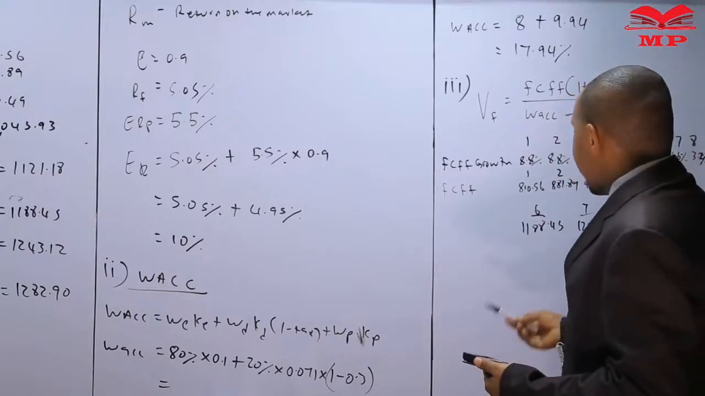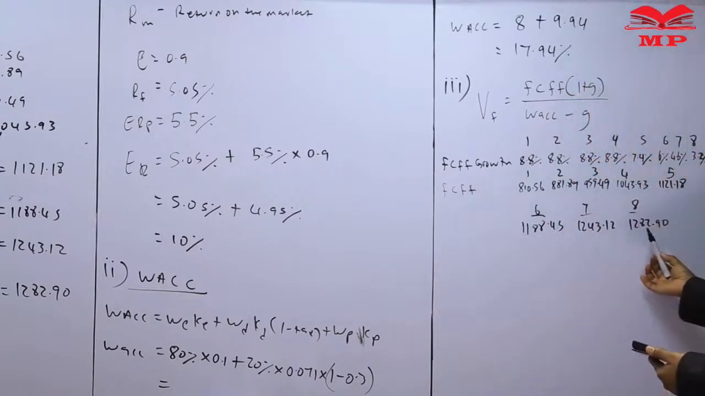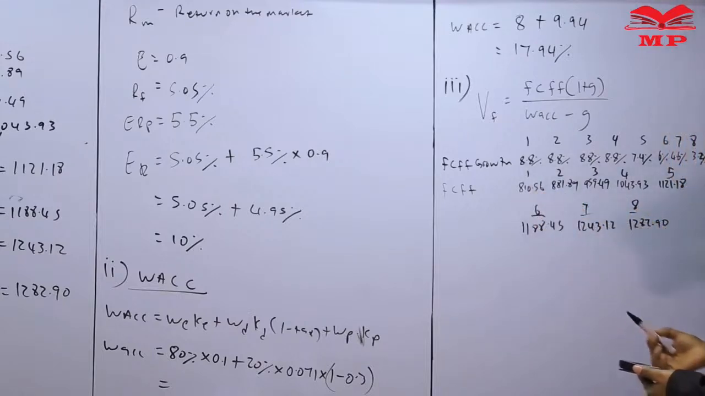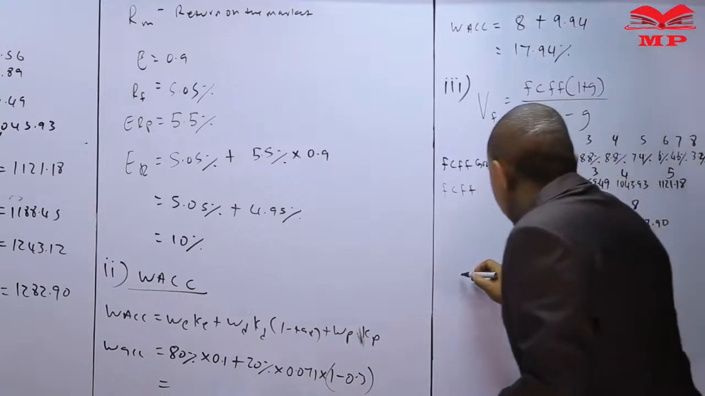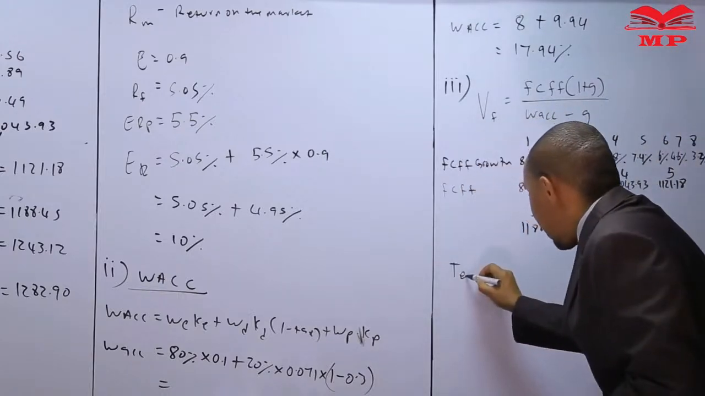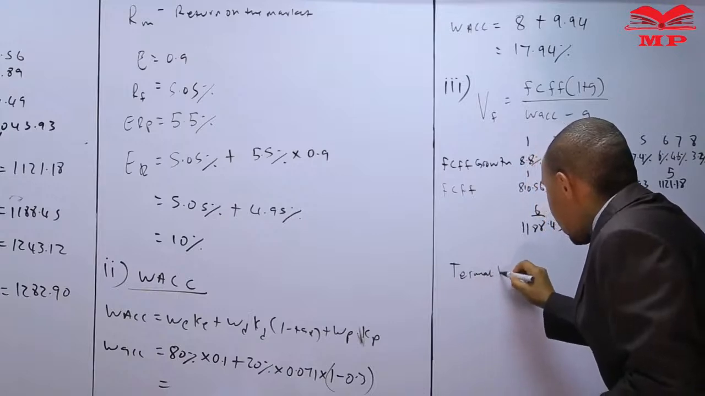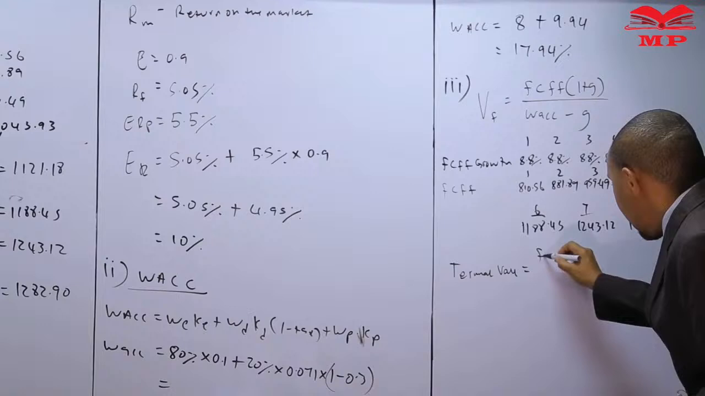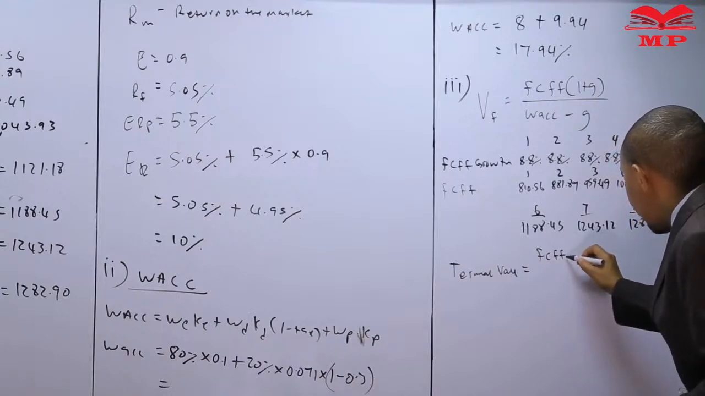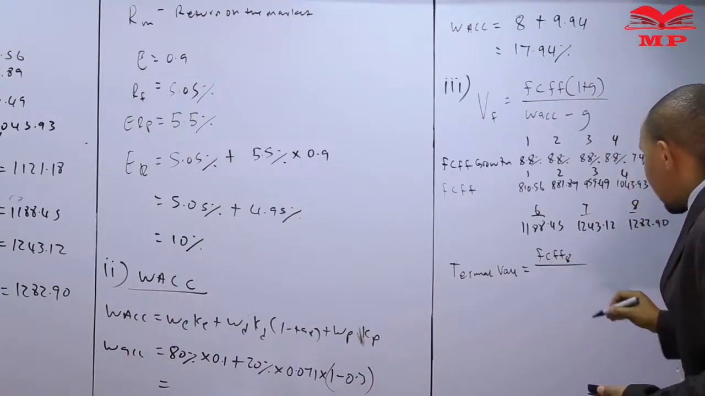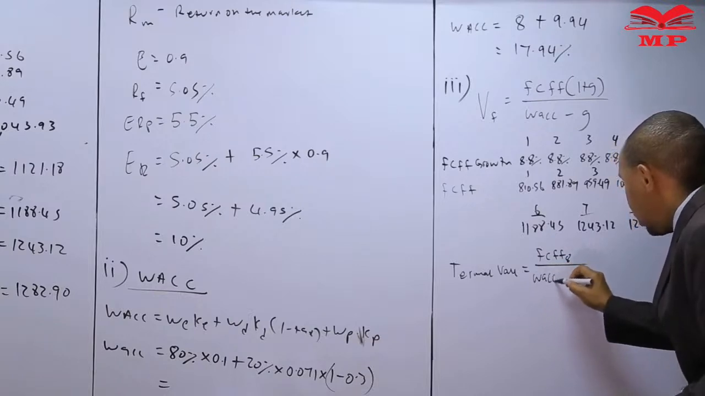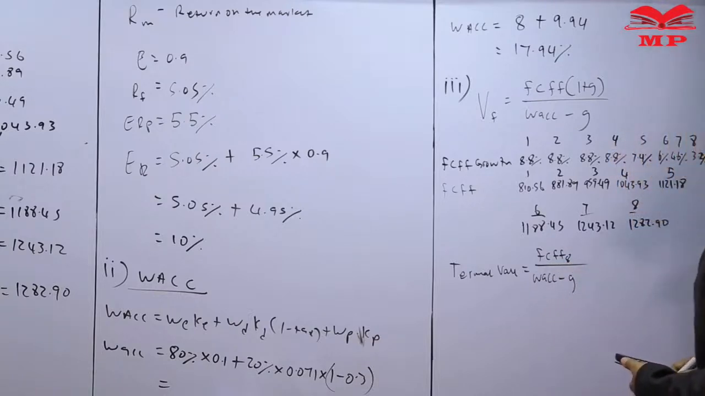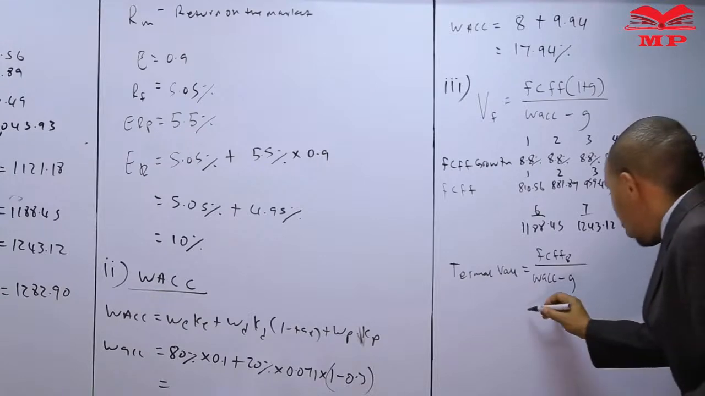So once we have the 8th year value, because we need to go ahead and discount this back to year 0, what do we do? We need to get the terminal value. Terminal value is given as FCFF in year 8 discounted against WACC minus G.